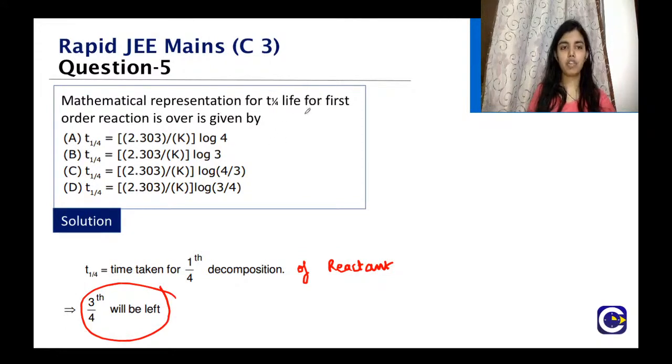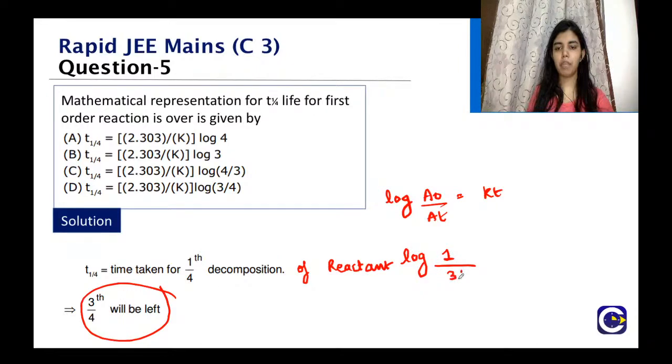Now as it is a first order reaction, therefore log of A naught by AT will be equal to KT. Now we are taking T 1 by 4, that means log of 1 divided by 3 by 4th will be left. So 3 by 4 will be equal to K into T. Now T is what here? T 1 by 4. So this will be equal to log of 4 by 3 equals K into T 1 by 4.